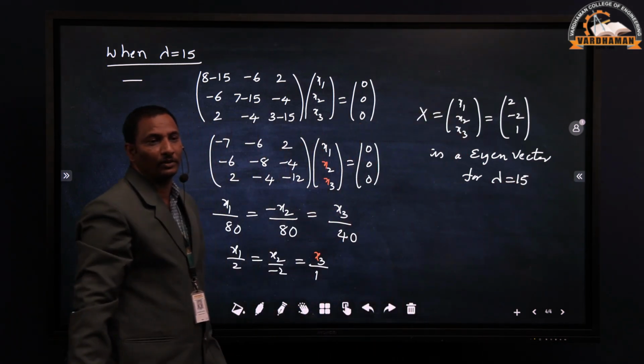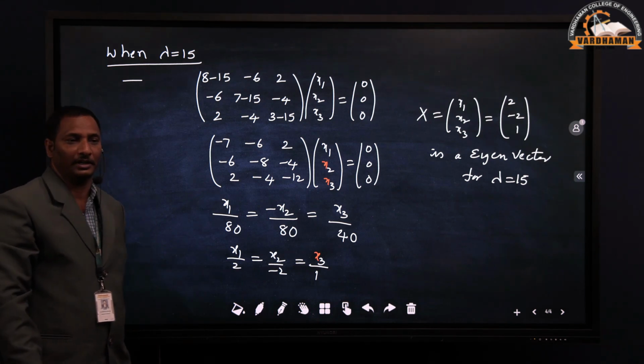So this is the procedure to find the eigenvalues and eigenvectors of a given matrix.